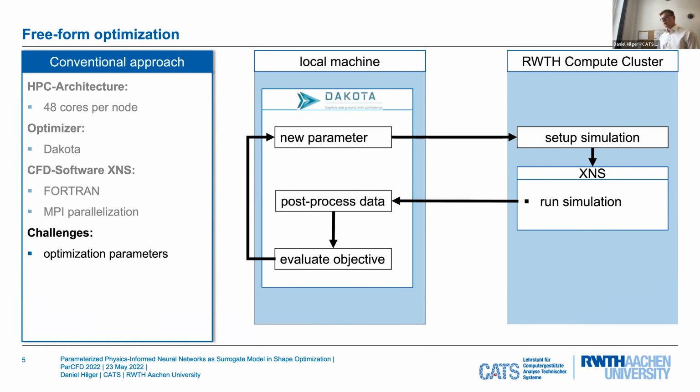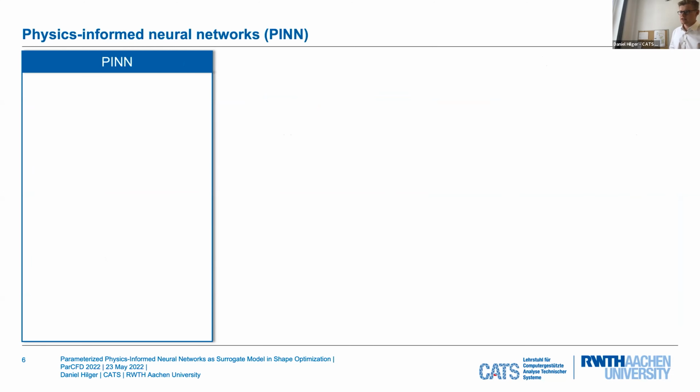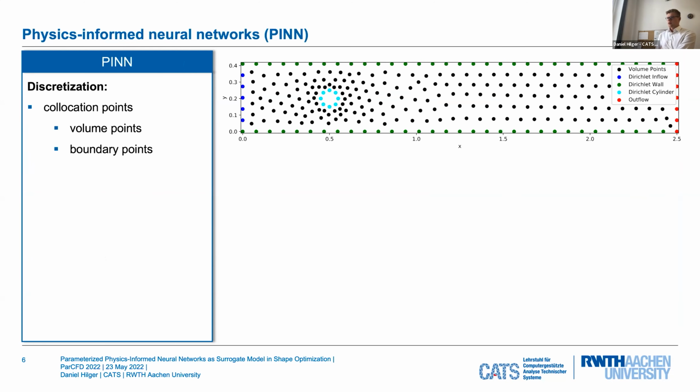The challenge in this optimization is especially to keep the number of optimization parameters as low as possible. That's why we use the earlier mentioned free-form deformation approach. Now, what we were interested in is: can we replace this HPC computation with a maybe even cheaper surrogate model? For that, we looked into physics-informed neural networks, and first I want to say something general about PINNs before we look into the application to extrusion.